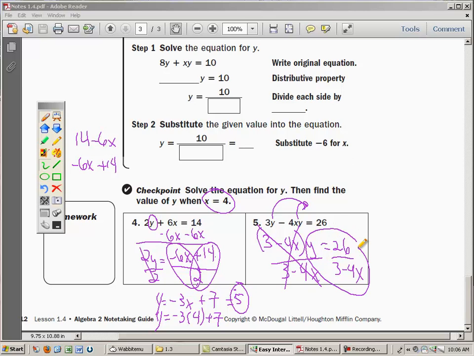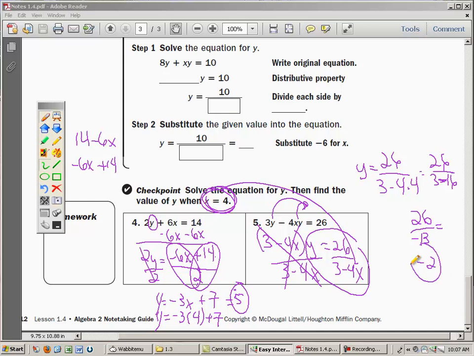From there, we're going to go ahead and substitute our value of x. y equals 26 divided by 3 minus 4 times 4, because again, x is equal to 4. So we're going to plug that in. So this is 26 divided by, and then 4 times 4 is 16. 3 take away 16 is negative 13, so 26 divided by negative 13 is negative 2.